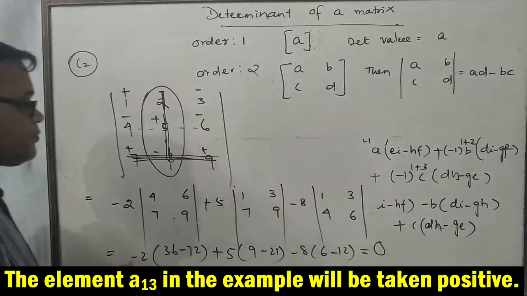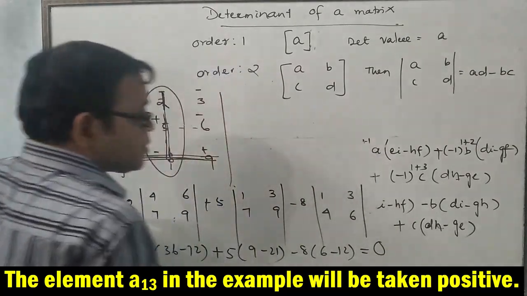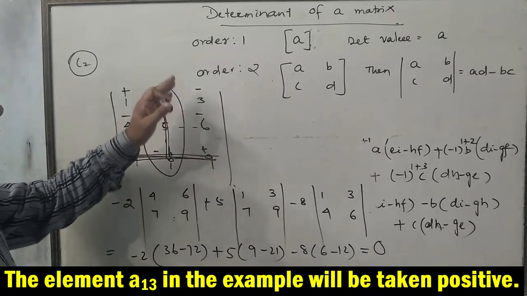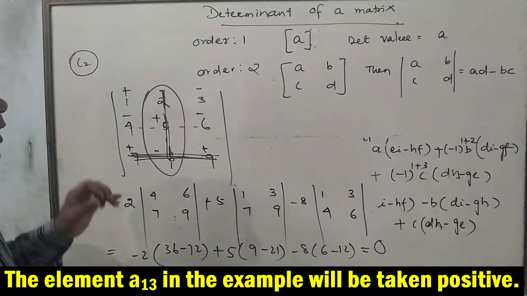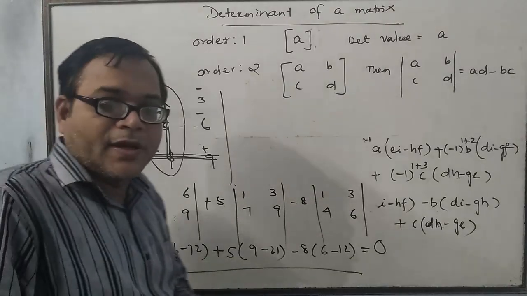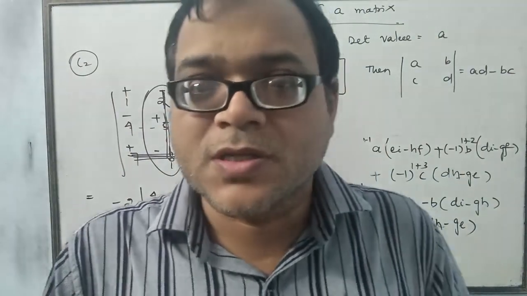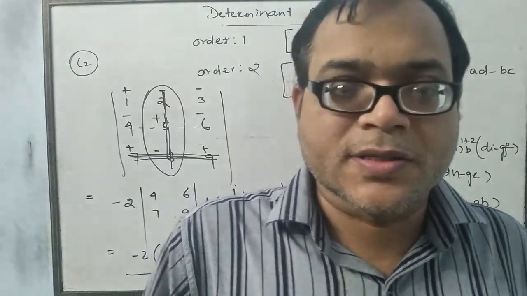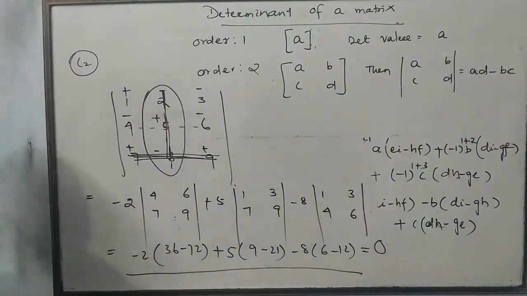You can see, this is the value of the determinant. So we can take any row or column, but the entries should be taken with the proper sign. We can expand the determinant by taking any row or column, but remember the proper sign should be placed with the corresponding entries. Okay.